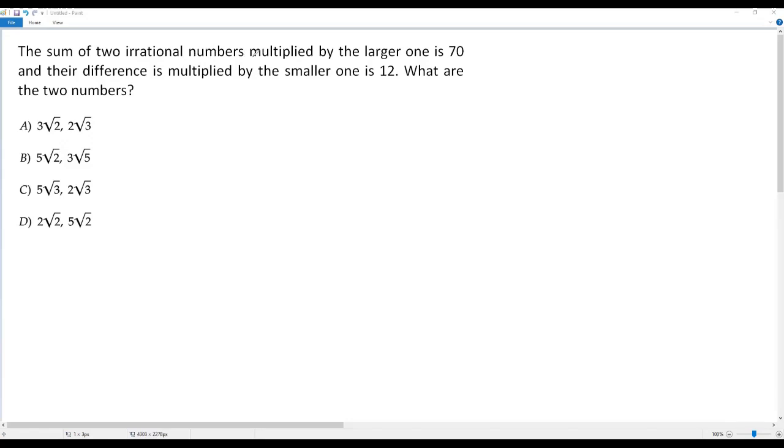The sum of two irrational numbers multiplied by the larger one is 70, and their difference multiplied by the smaller one is 12. What are the two numbers? Let's consider the first information.